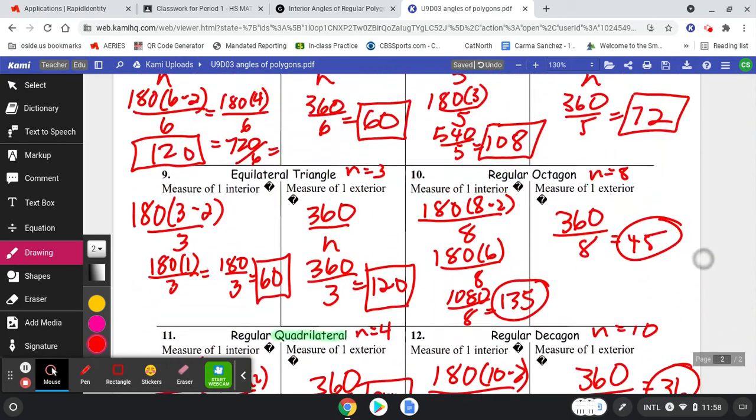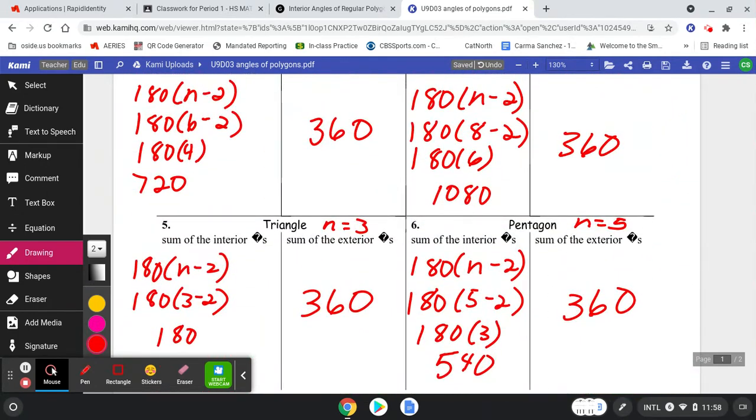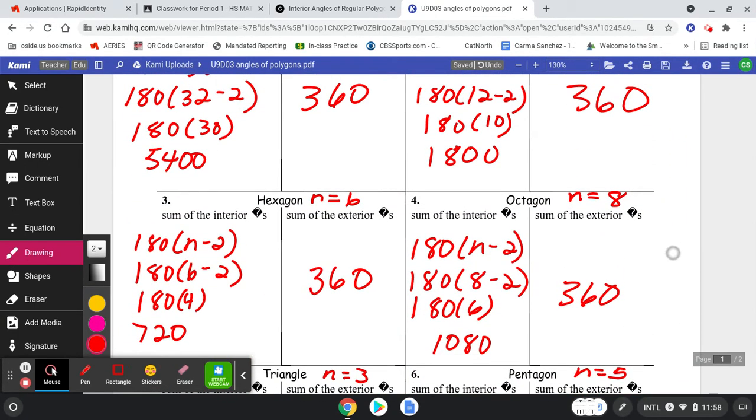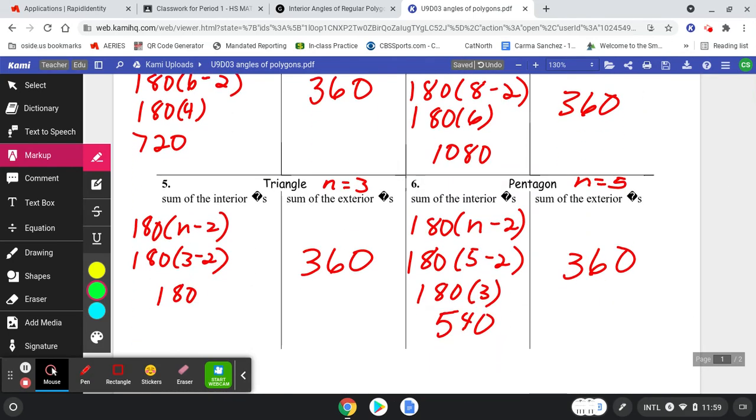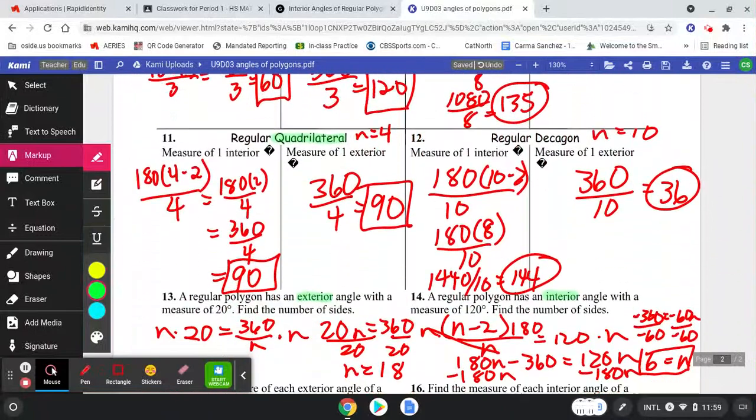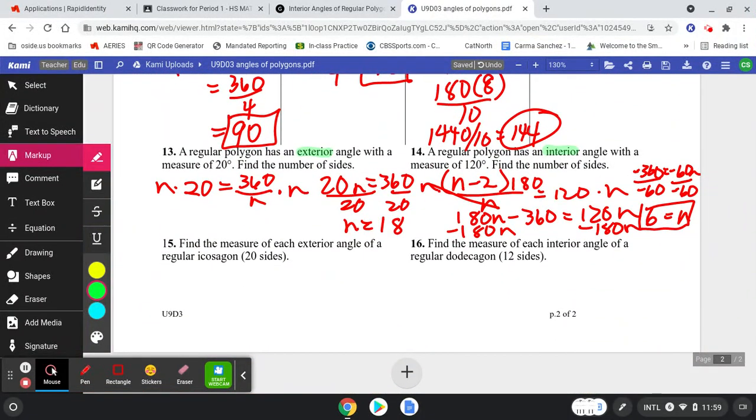So hang on one second. Going back up here to a 6-sided figure, you see this right here? Has a measure of the interior of... Sorry, that gives you all of them. I guess that doesn't show us that cool answer, but it's a 6-sided figure.